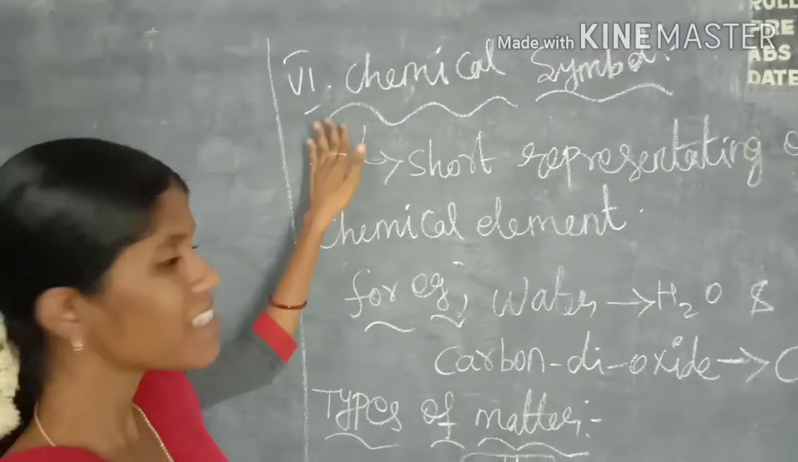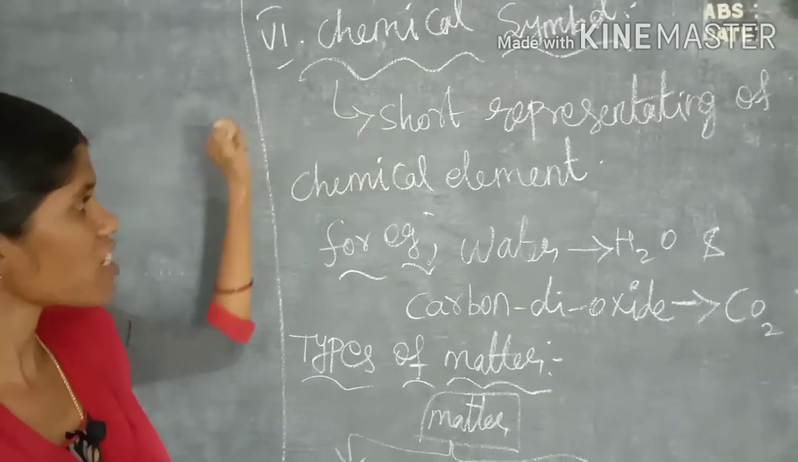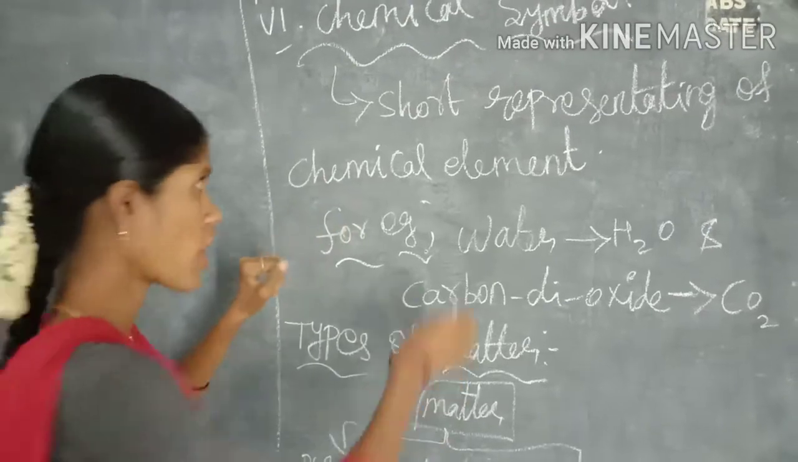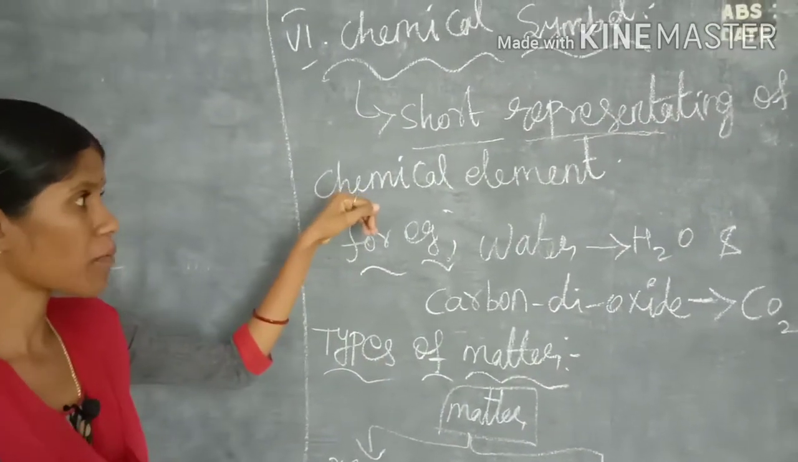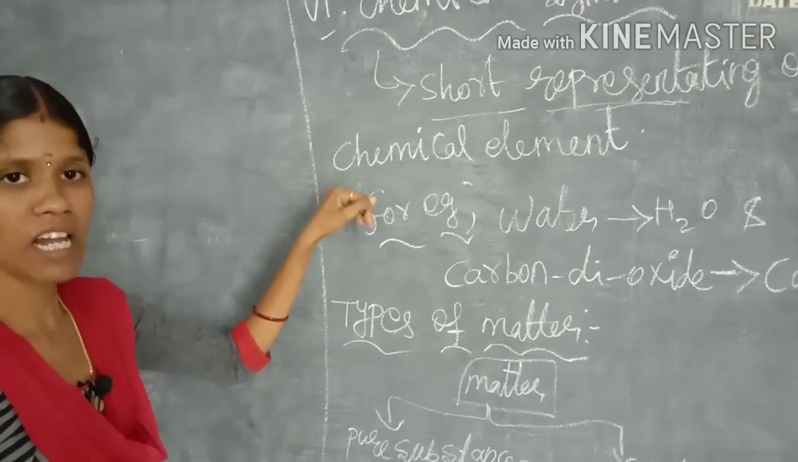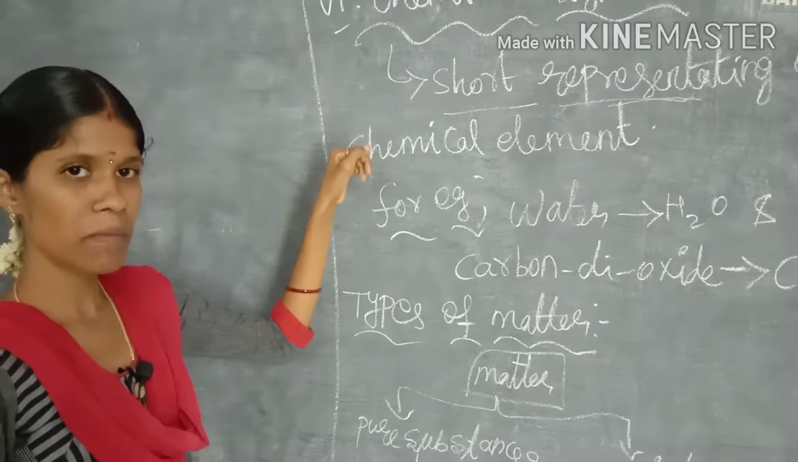Next is chemical symbol. Chemical symbol means the short representation of a chemical element. Otherwise it is known as the symbol of one chemical element.